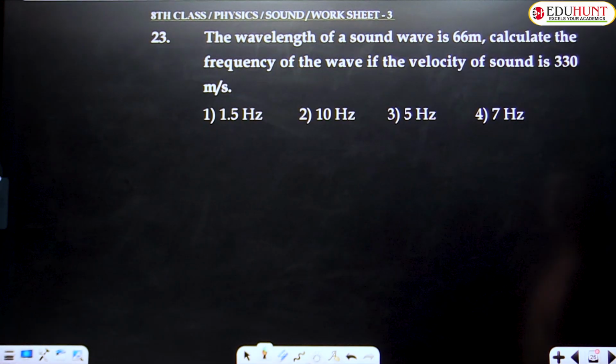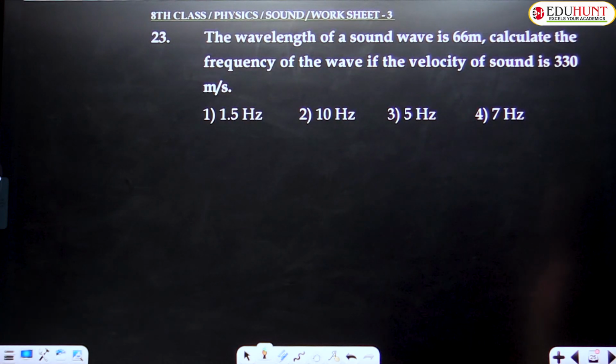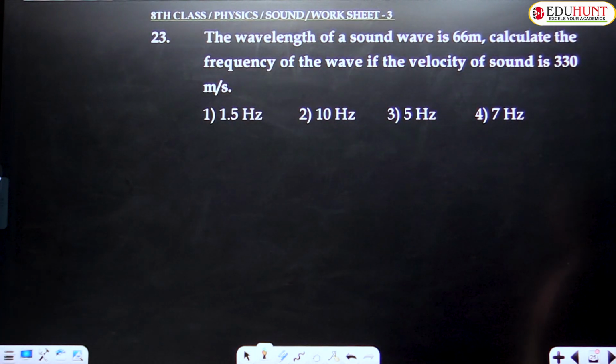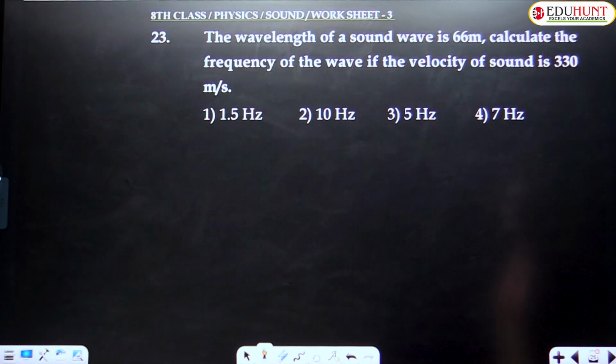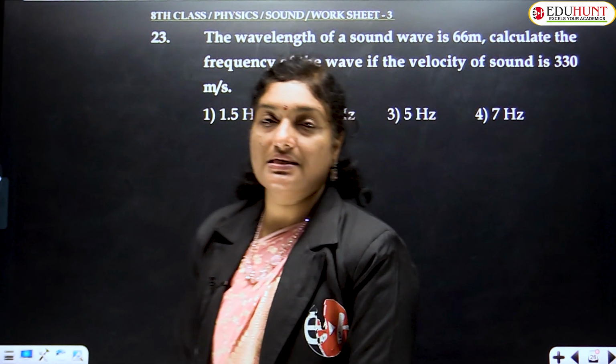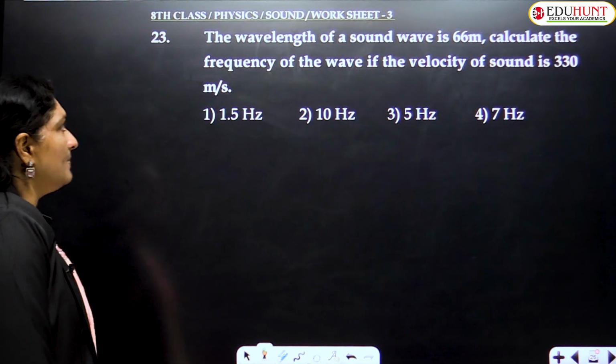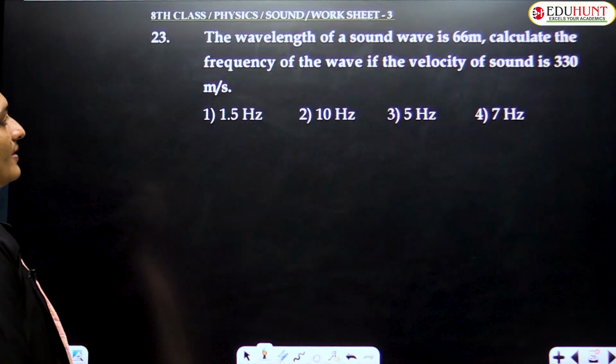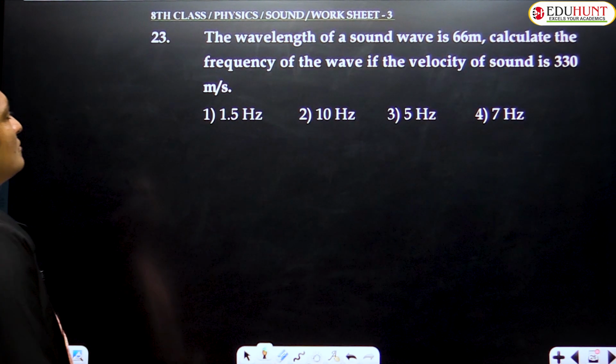Got it, children? So, moving to the next question, that is 23. The wavelength of a sound wave is 66 meters. Wavelength lambda is given as 66 meter. Calculate the frequency of the wave. The velocity of the sound is 330 meters per second. Velocity is given as how much? 330, and lambda is given as 66. You are asked to find out the frequency.